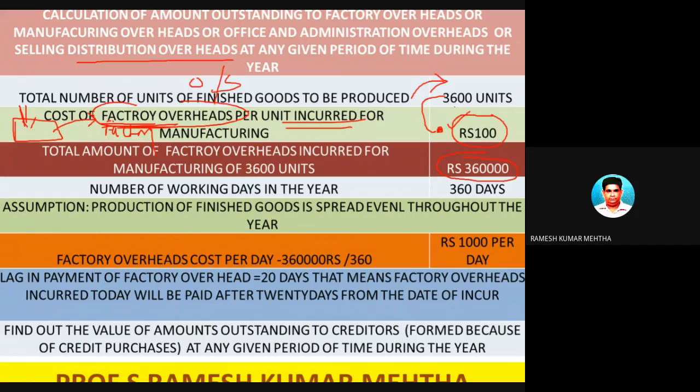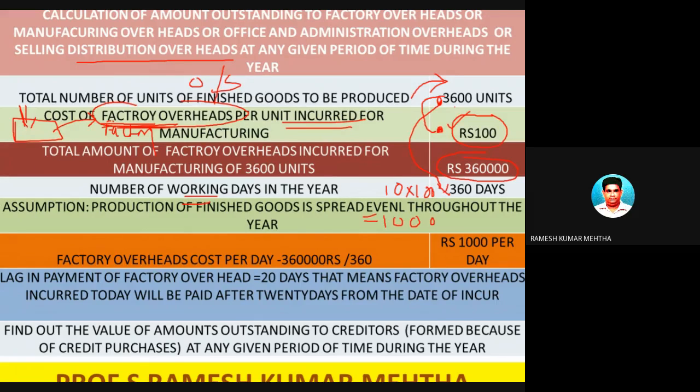Now, number of working days in a year. Okay, 5 days for holidays, then the rest 360 days are working. So this many goods are produced over a period of 360 days. So 10 units per day, sorry, into 100 rupees. So daily the cost incurred as far as factory overheads is 1,000 rupees.